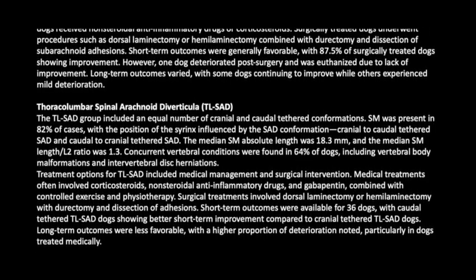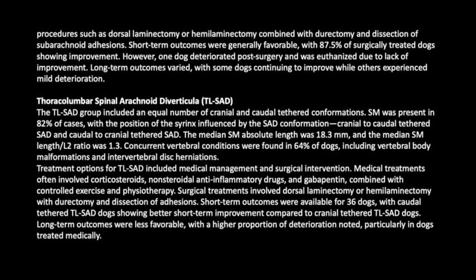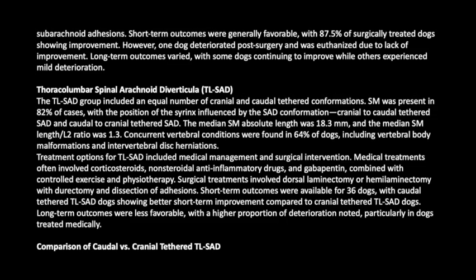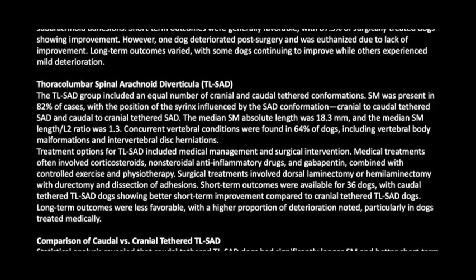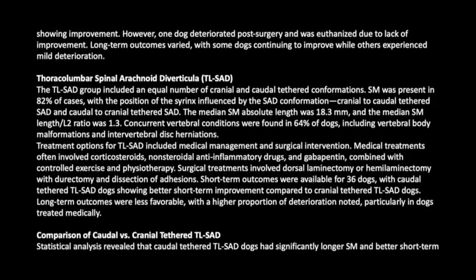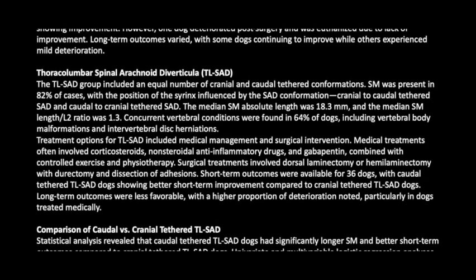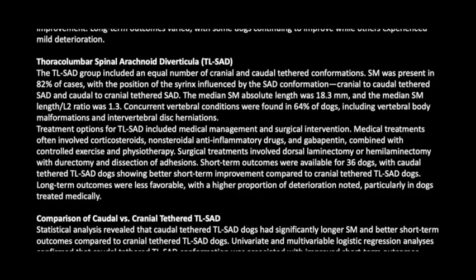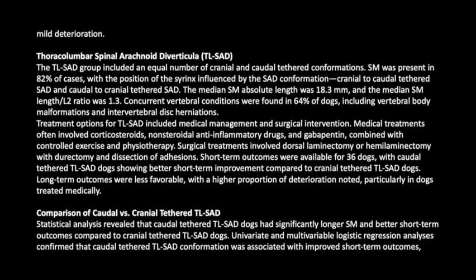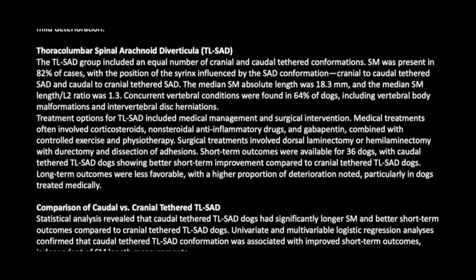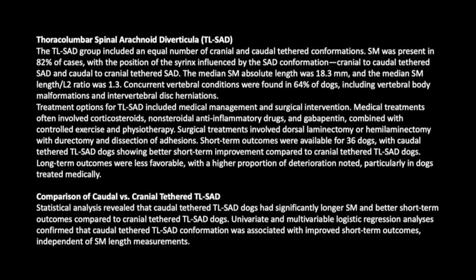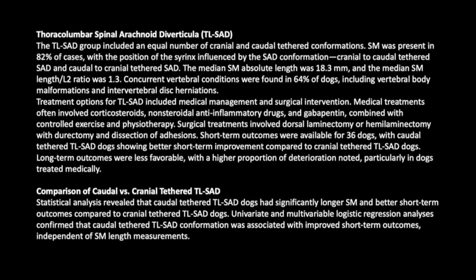Thoracolumbar spinal arachnoid diverticula, TL-SAD. The TL-SAD group included an equal number of cranial and caudal tethered conformations. SM was present in 82% of cases, with the position of the syrinx influenced by the SAD conformation: cranial to caudal tethered SAD and caudal to cranial tethered SAD. The median SM absolute length was 18.3 mm, and the median SM length L2 ratio was 1.3. Concurrent vertebral conditions were found in 64% of dogs, including vertebral body malformations and intervertebral disc herniations.